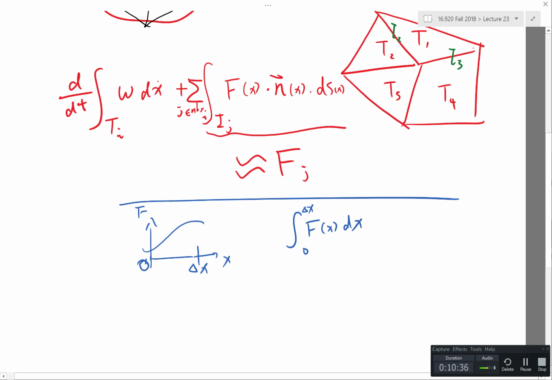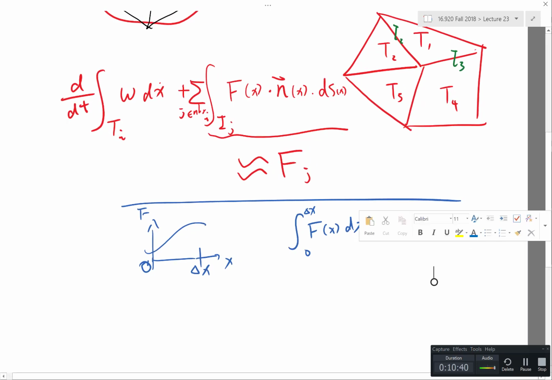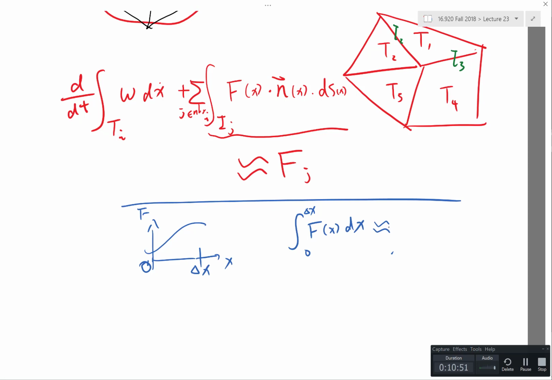Okay, so we want to approximate it as a Gauss quadrature scheme, right? So we want to write it as the summation of i equal to 1 to n of w_i times f(x_i). Okay?